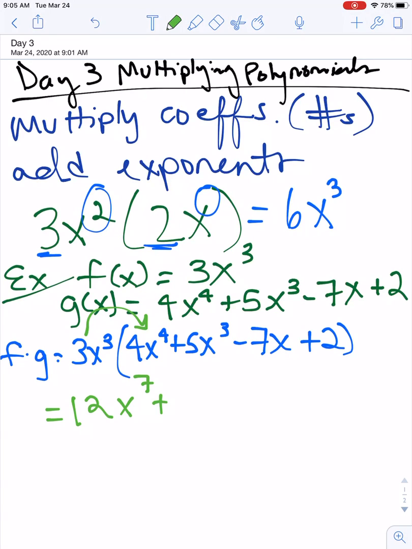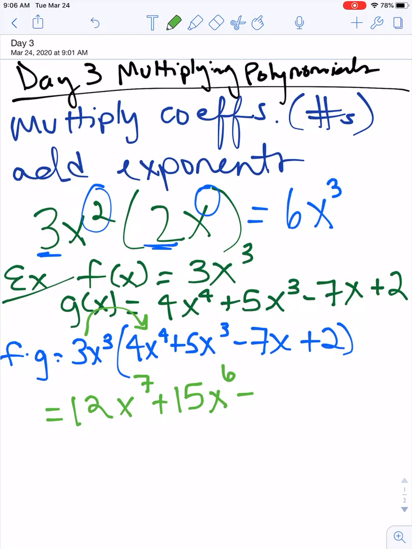We're going to do that exact same concept with our next term. So we have 3x cubed times 5x cubed. Well, we multiply our coefficients, so 3 times 5 gets us 15. X cubed times x cubed gets us x to the 3 plus 3. 3 plus 3 is 6.